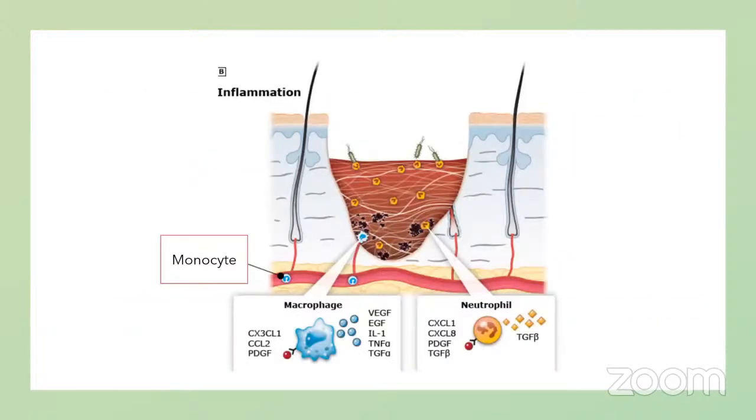Yes, doctor. Okay. So here we can see the macrophages and neutrophils infiltrating the area along with monocytes coming to the area. So this is how the second stage or the stage of inflammation will happen in wound healing.